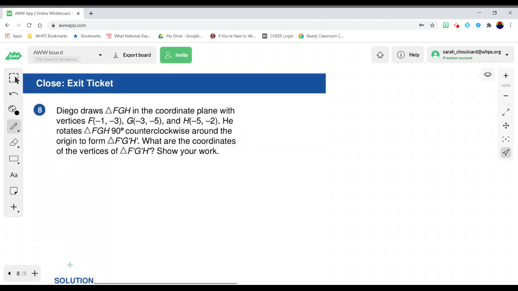All right, one last problem. So Diego is going to go 90 degrees counterclockwise. So again, with these problems, write down what the rule is. If you look back to page 29, the rule is switch X and Y. With counterclockwise, you make new X opposite.